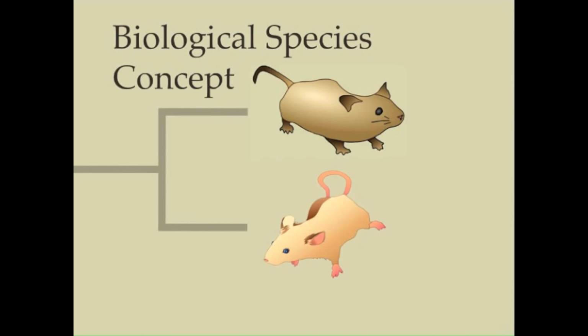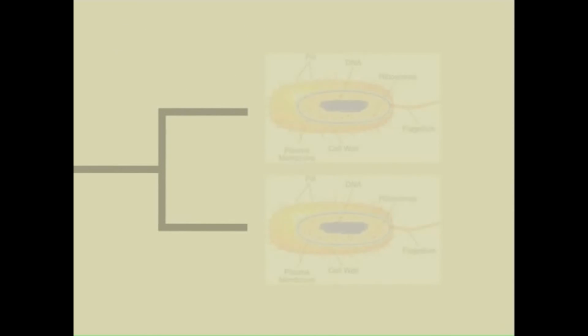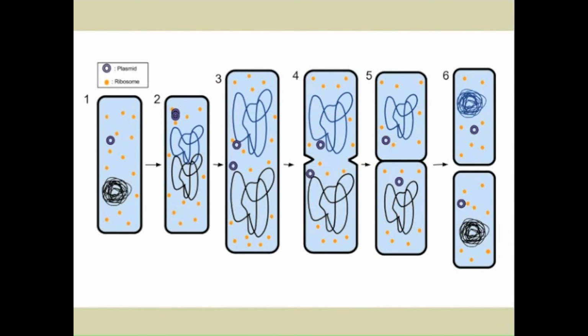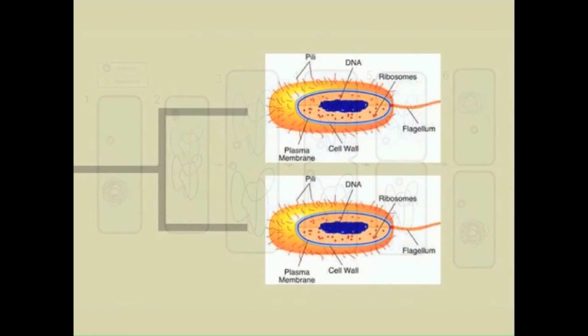The primary problem with the biological species concept, though, is that it can't be applied to organisms that reproduce primarily via asexual means, like bacteria. Because most bacteria rely on binary fission for reproduction, the biological species concept doesn't exactly apply. So then, how do we know when speciation in bacteria or other asexually reproducing organisms has occurred?